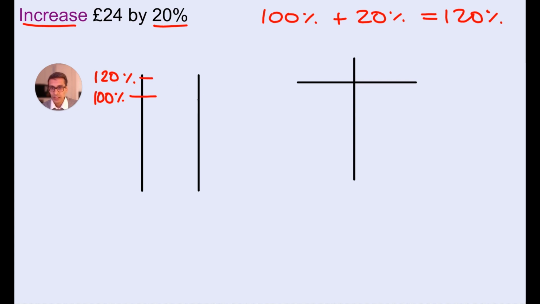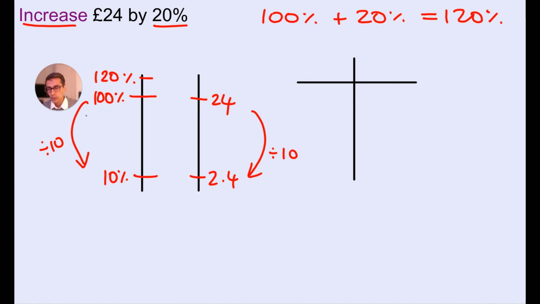Now 100% is 24. 10% is 2.4 because we divide by 10. Just draw an arrow here, divide by 10. Now you don't always have to draw these arrows. As you become more proficient, you're not going to need to. So I'm going to just remove these to avoid cluttering the diagram too much.